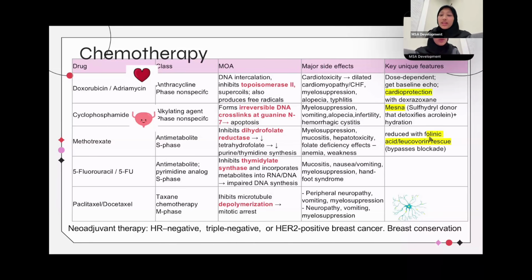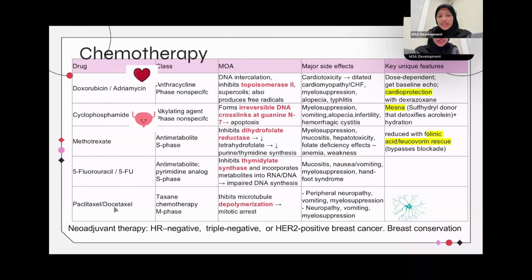You can prevent that by giving folic acid alternatives to bypass the blocked folic acid effect. So folinic acid, leucovorin, are alternatives to give to bypass this. One thing for 5-fluorouracil I will say is that they have hand-foot syndrome. 5-FU is a short form. You can remember that as foot or something, hand-foot syndrome. Okay. Now, I will show you a picture.